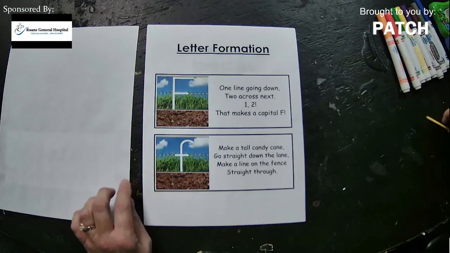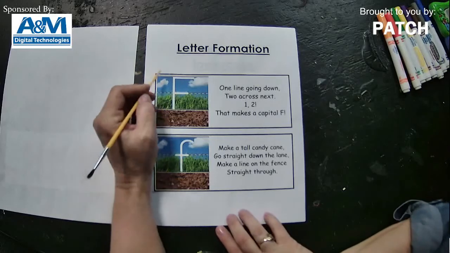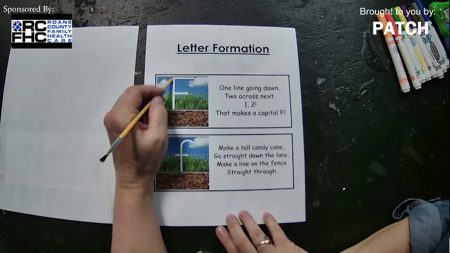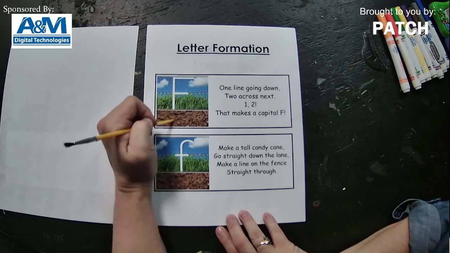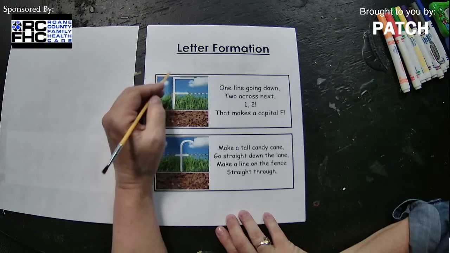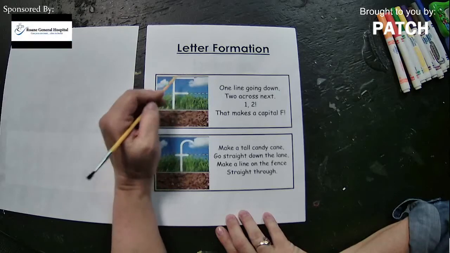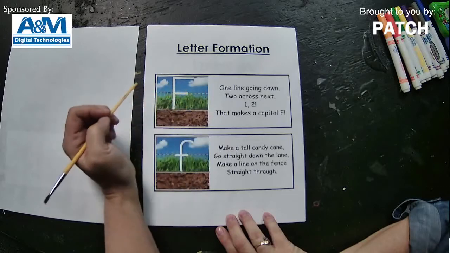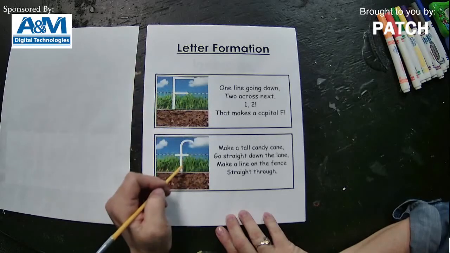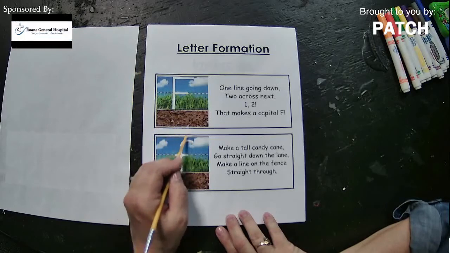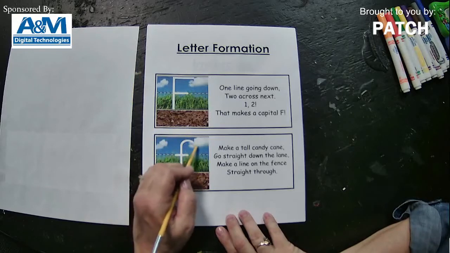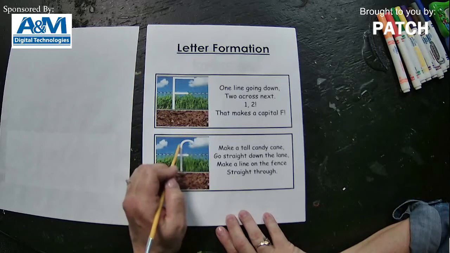Oh, let me get my pointer out. You ready? 1 line going down, and we're going from the sky to the ground. Are we going down here in the dirt? Nope, that's right. Straight line down. 2 across next. 1, 2. That makes a capital F. Now for the lowercase f, make a tall candy cane. Now we're not all the way up here at the top of the sky. We're kind of hanging out in the clouds to make the lowercase f.